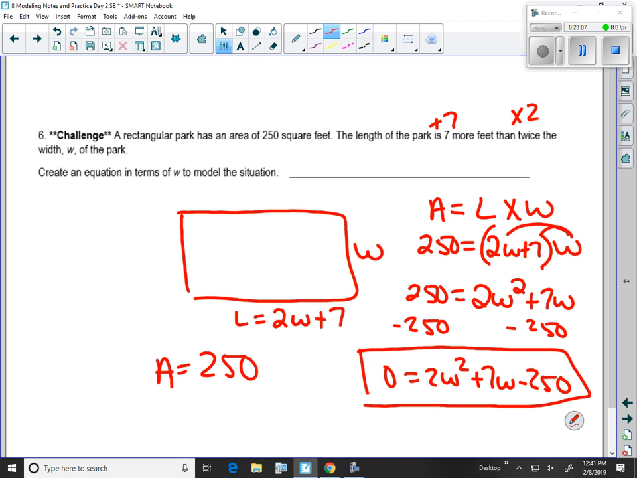That is a challenge question. You won't be tested on something like that. But this is just another way. If they're working on parks and stuff like that, they'll use math like this to help them figure out different things. It's kind of cool.